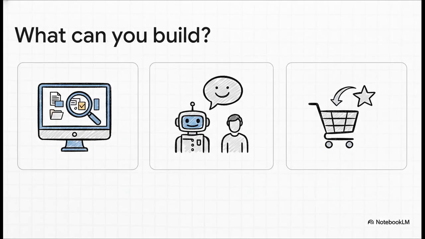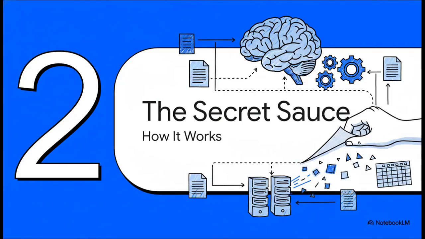So what can you actually do with these? Well, with Search, you could build an amazing internal knowledge base for your team that can look through everything. With Conversation, you could create a customer support bot that actually solves problems instead of just frustrating people. And with Recommendations, you could build an engine that knows exactly what product or article your user wants to see next.